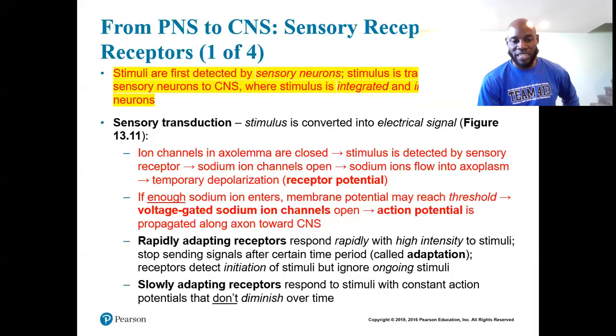See here, it says rapidly adapting receptors respond rapidly with high intensity stimuli. Stop sending after a certain period of time, called adaptation. So like if I leave this stick against my shoulder, eventually I'll stop feeling this stick. I mean, if I keep touching myself like this, I'll keep feeling it. But if I just leave it here and talk, eventually I won't even feel it. My body won't even send the signal anymore. That's called adaptation. My nerves are adapted.